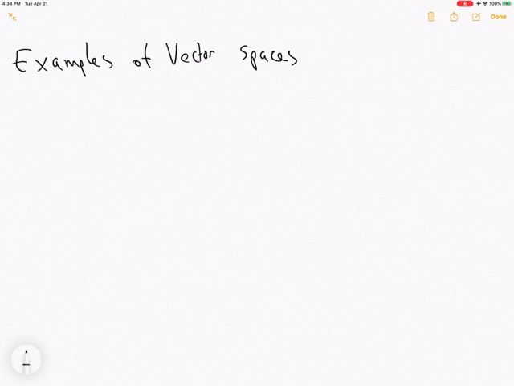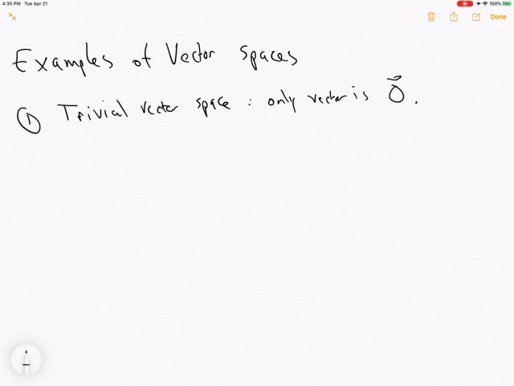So now let's do some examples of vector spaces. Well, one example is the trivial vector space. Remember, a vector space has to have a zero vector, so there's only one vector, the zero vector. It's just the zero vector.